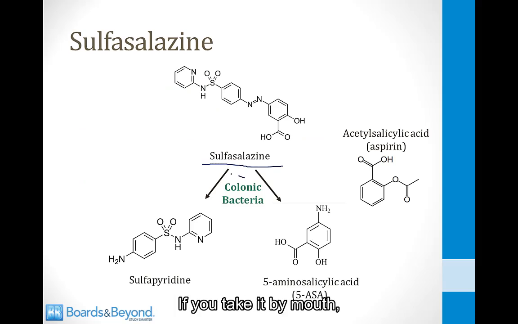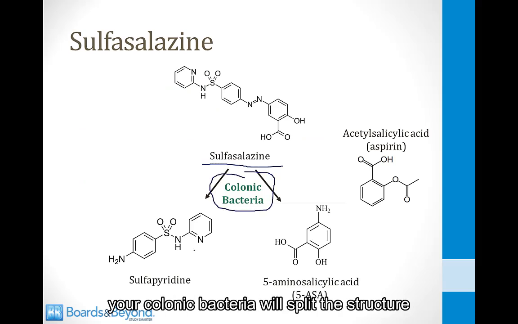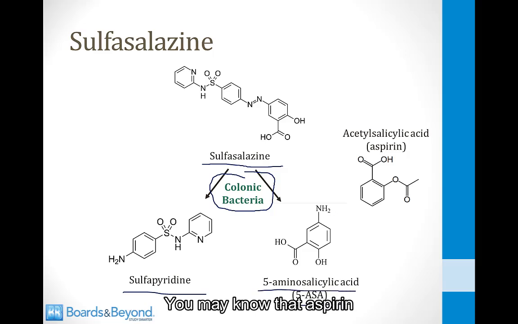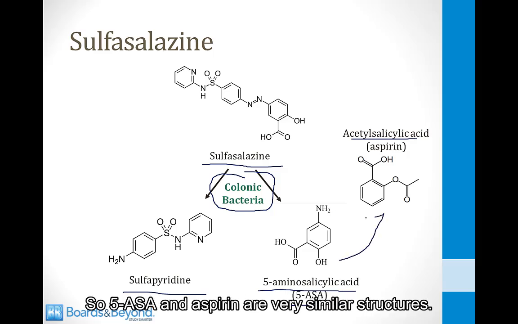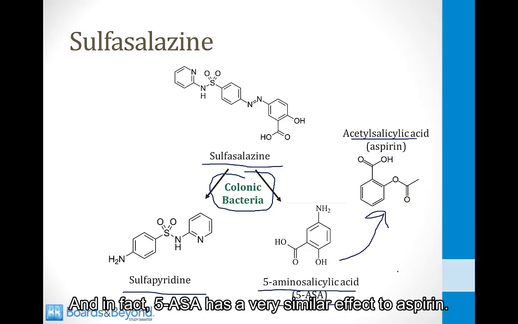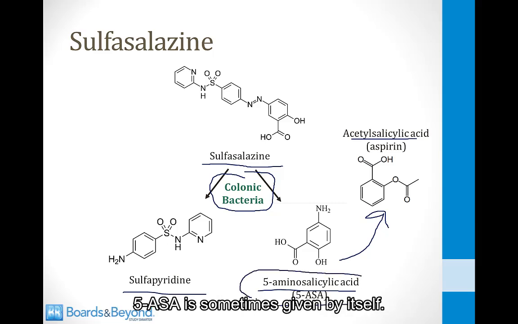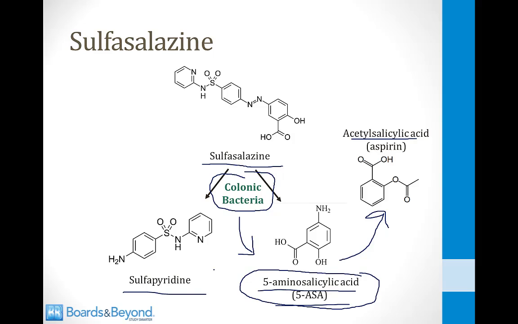If you take it by mouth, your colonic bacteria will split the structure into sulfapyridine and another molecule called 5-aminosalicylic acid, or 5-ASA. You may know that aspirin is acetylsalicylic acid, so 5-ASA and aspirin are very similar structures, and in fact 5-ASA has a very similar effect to aspirin. It can be used as an anti-inflammatory drug. 5-ASA is sometimes given by itself. It's a drug called mesalamine, but if you give it as sulfasalazine, as people do in rheumatoid arthritis, it will be split by the colonic bacteria into the active form 5-ASA.